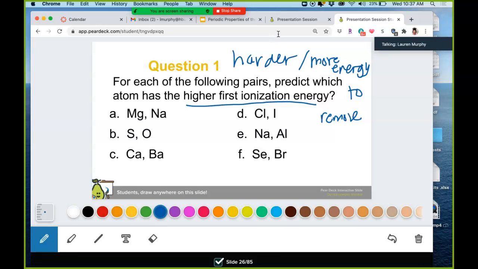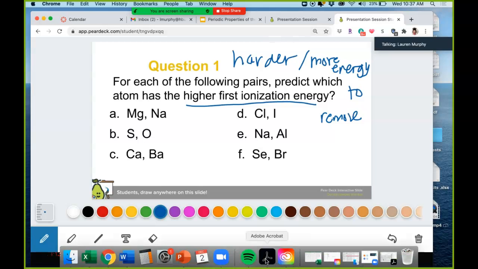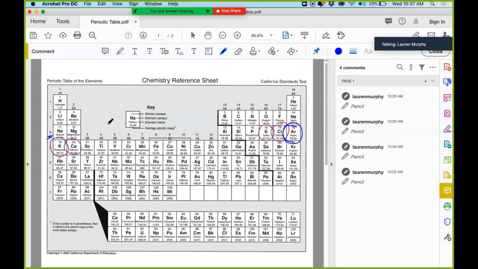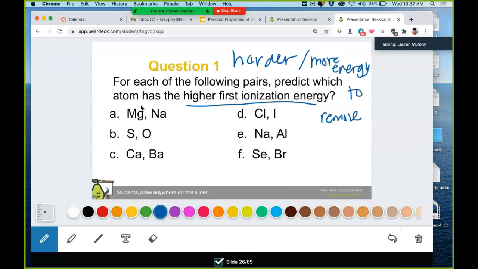So let's do magnesium and sodium together. So you find magnesium and you find sodium. So here's magnesium, here's sodium. Who has the higher first ionization energy? And the answer is magnesium. And why is it magnesium? Magnesium is smaller than sodium, so its electrons are closer to the nucleus, which means they experience a greater force of attraction to the nucleus and therefore would be harder to remove.